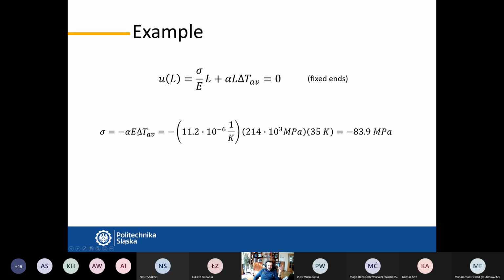So it will be minus alpha E delta T average. If we introduce the data, we'll obtain that this is almost 84 megapascals of a compressive stress if it was fixed. So there's the average rise in temperature as 35 degrees Celsius of the 300 millimeter long bar, and it would result in 84 megapascals of compressive stress.